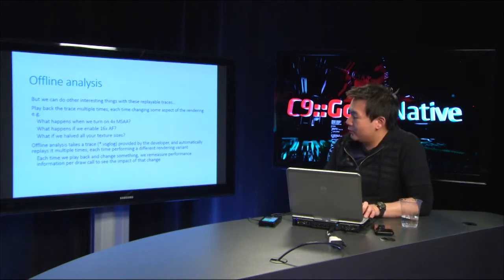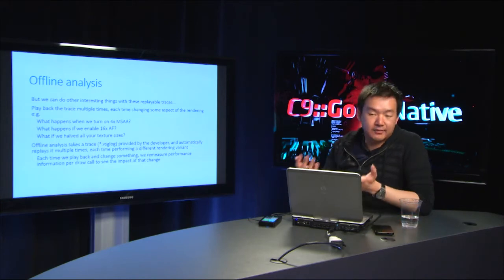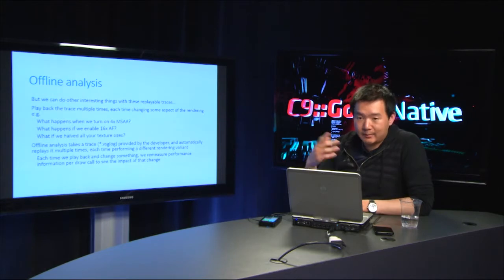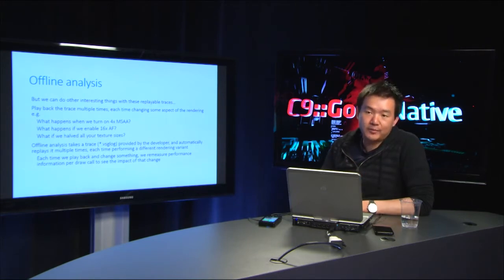And this is essentially what offline analysis does. It's a feature that takes a graphics diagnostics trace and will automatically play it back multiple times. And each time we play it back, we change some aspect of the rendering to show the impact on the performance of that change. And using the information provided by offline analysis, you can actually infer a pretty surprising amount about what the GPU is doing under the hood. So that was a 30,000-foot overview of graphics diagnostics and offline analysis.